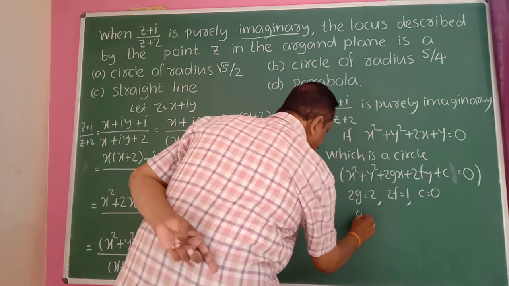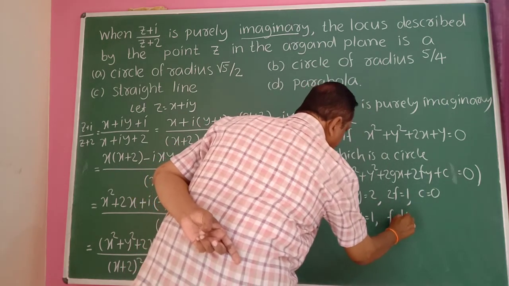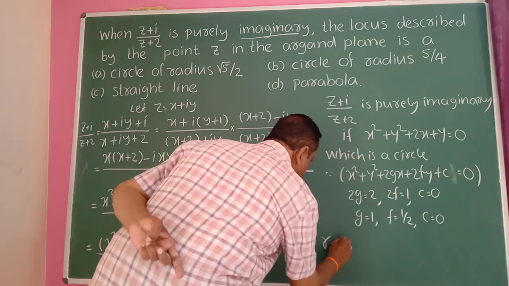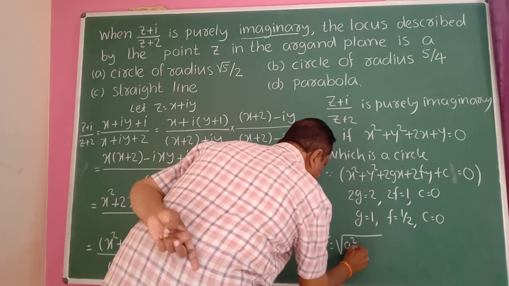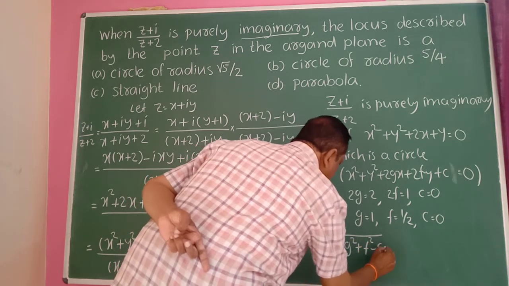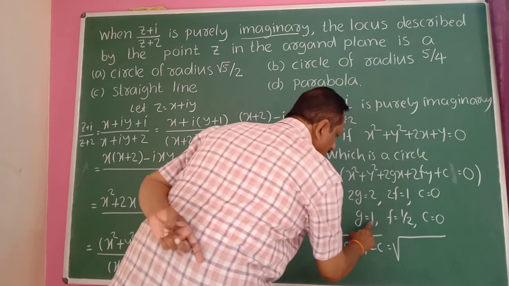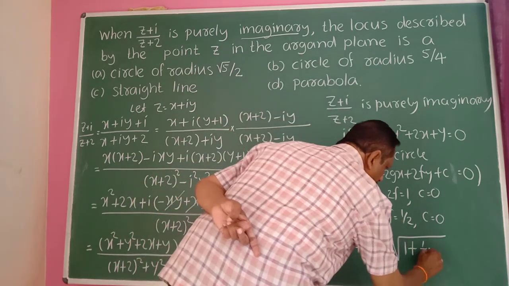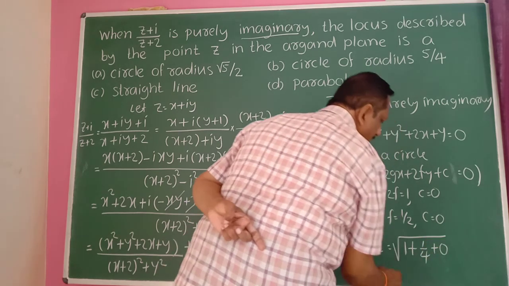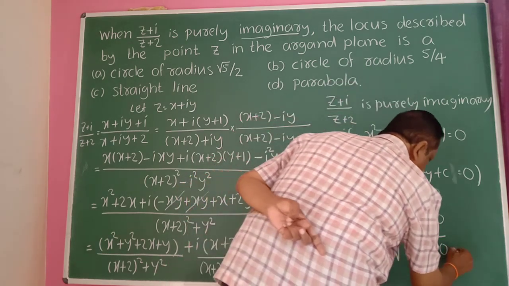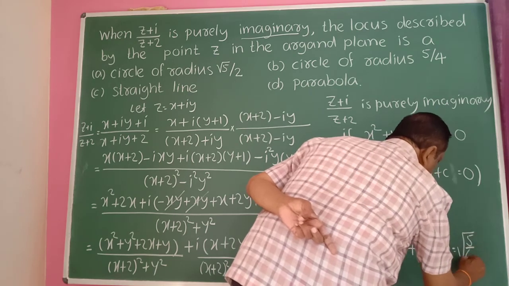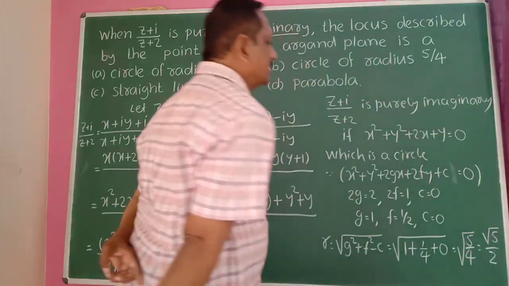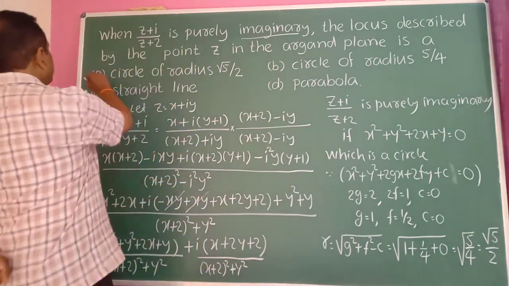Yes, g is equal to 1 here, f is 1 upon 2, and c is 0. Radius r is the root of g square plus f square minus c. Then root of 1 square is 1 plus (1 by 2) square is 1 upon 4, and c is 0. Then 4 ones are 4, 4 plus 1 becomes 5. Root of 5 by 4, yes, root of 5 divided by 2. It is a circle of radius root 5 by 2. So the first option is correct here.